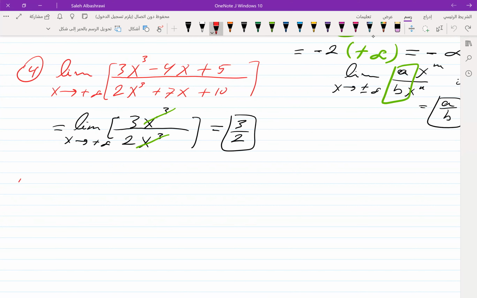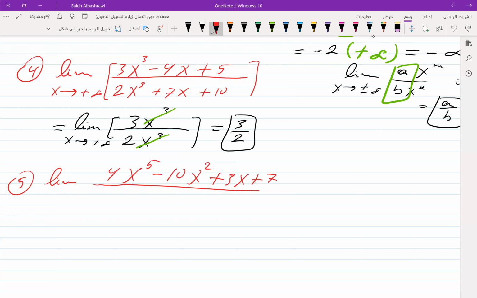Example number 5. Let's find the limit of 4x to the power 5 minus 10x squared plus 3x minus 7 divided by x to the power 6 plus 2x minus 15, where x goes to minus infinity this time.